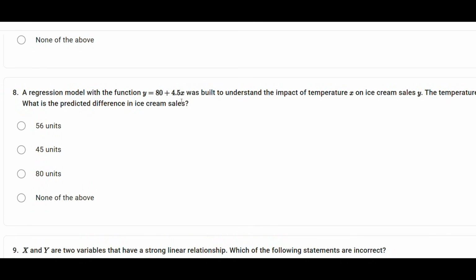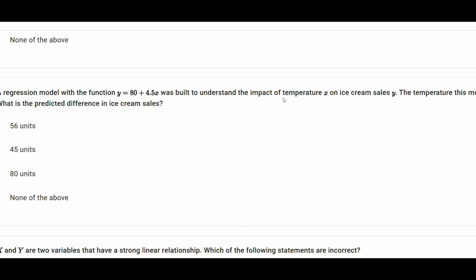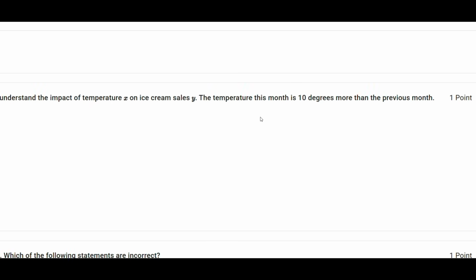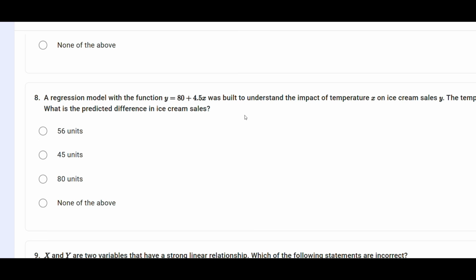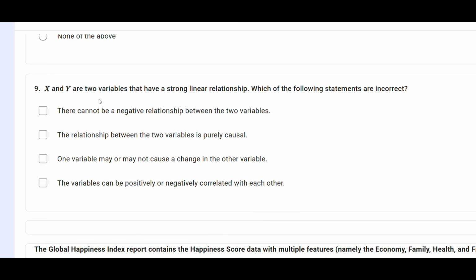Then come to the eighth. A regression model with the function y equals 80 plus 4.5x was built to understand the impact of temperature x on ice cream sales y. The temperature this month is 10 degrees more than the previous month. So what is the predicted difference in ice cream sales? So the predicted difference is around 45 units. Option B.